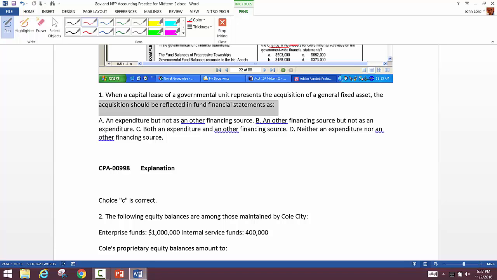We come over and we say when capital assets government unit represent the acquisition of general fixed assets, the acquisition should be reflected in the fund financial statements, and when we acquire it, it is what? We acquire it under a capital lease. Anybody got the journal entry for me when you acquire equipment out of a fund using capital lease?